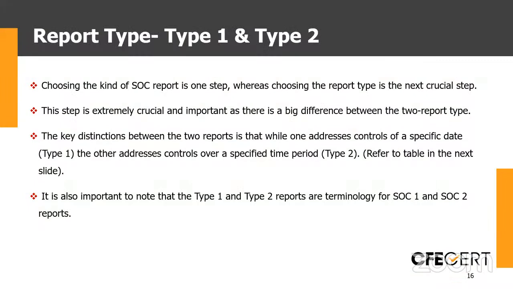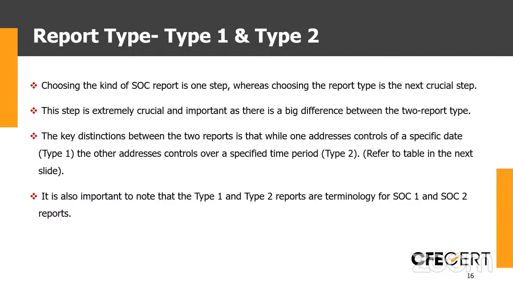So I'll move on to the next, which is type 1 and type 2. For every SOC report, may it be SOC 1, SOC 2, SOC 3, SOC for cybersecurity or supply chain, we'll have 2 types of reports, a type 1 report and a type 2 report. Type 1 means a point in time attestation or a design effectiveness attestation for all the controls that we are testing as a part of that report.